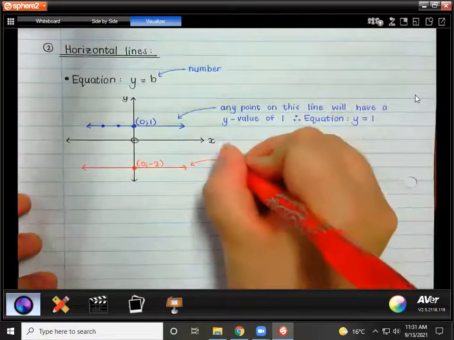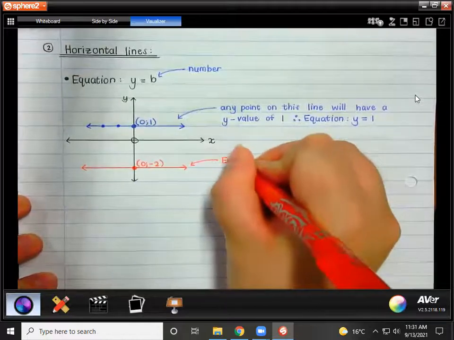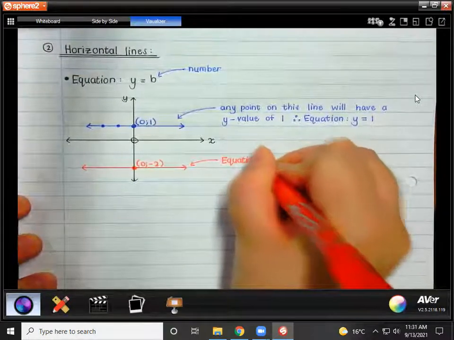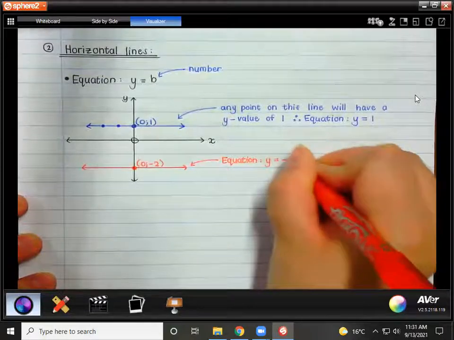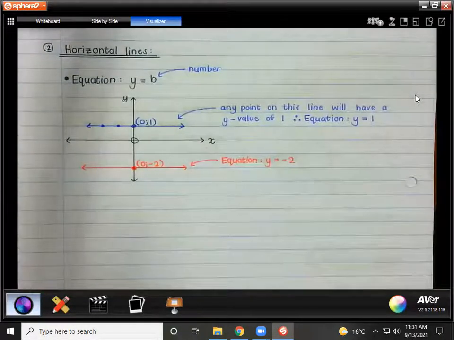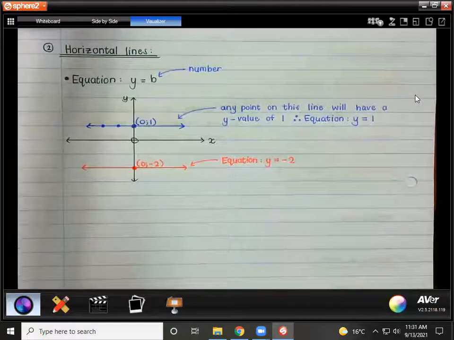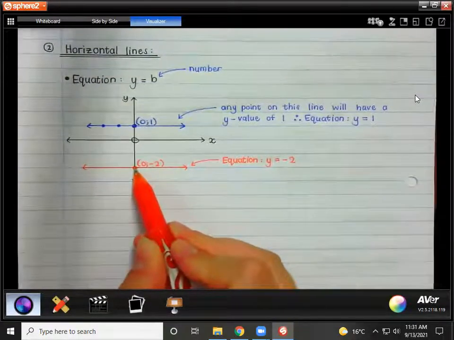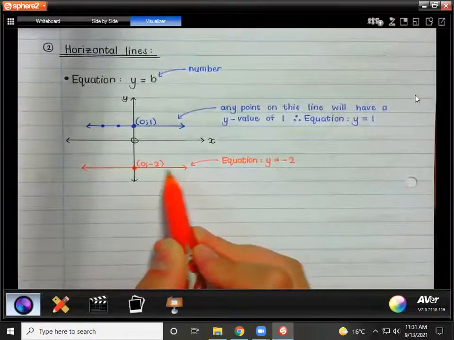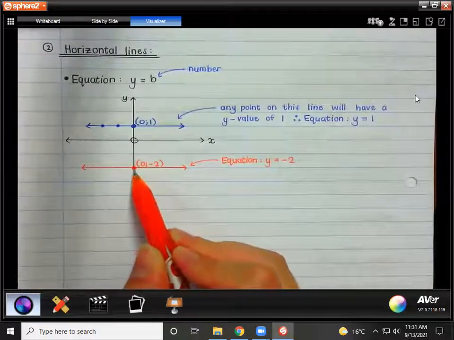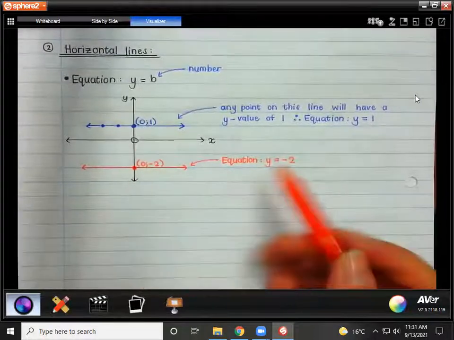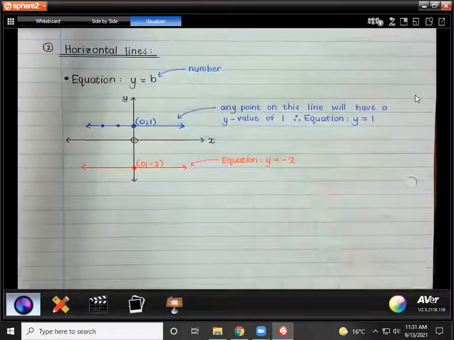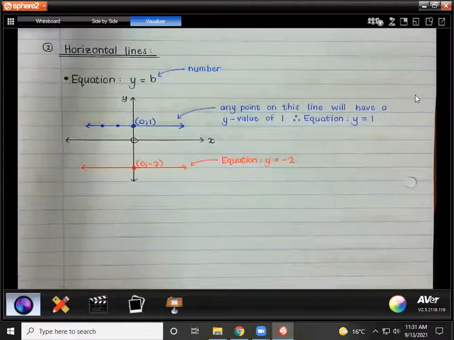This line has an equation of y equals -2. Every point on that line, guys, will have the same y value, right? Every single point here is in line with -2. Every single point here is in line with -2. So every single point will have a y value of -2. That is why the equation is y equals -2.